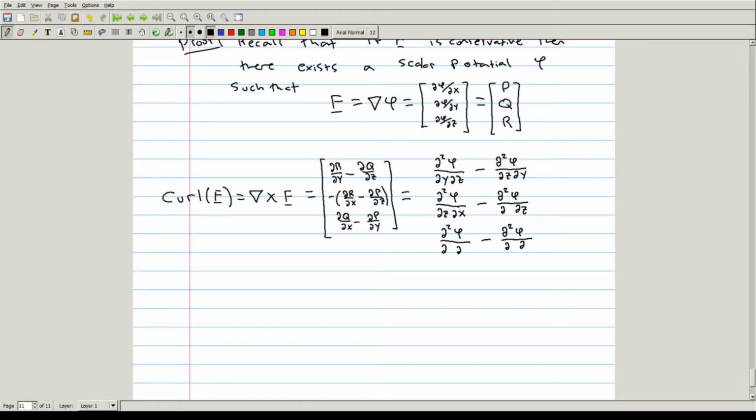And you have the x partial derivative of R. Then Q is the y partial derivative of phi, and this is the x partial derivative of Q. And lastly, P is the x partial derivative of phi. This is the y partial derivative of phi.